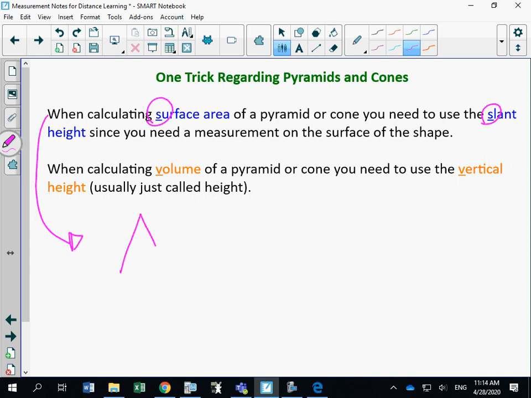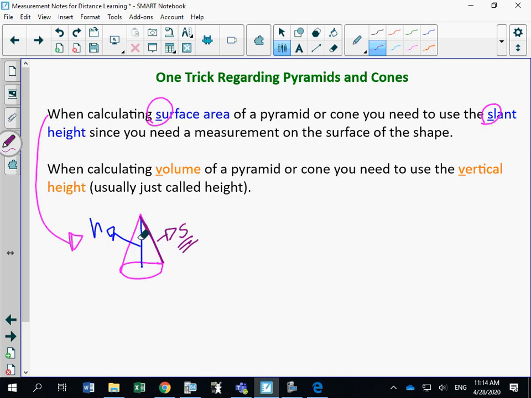If I was to draw a cone, I have two heights of this cone. I have this inner height here, which we denote as H, and then I have this slant height here, that's denoted by S. If I was painting this cone, calculating the surface area, which height would you use? Ask yourself, if you're painting the outside of this cone, what does your paintbrush actually touch? It touches the slant height. So for surface area, you need slant height, okay?